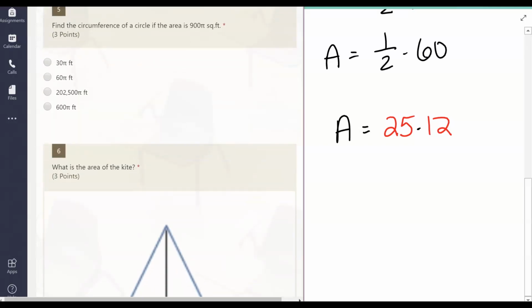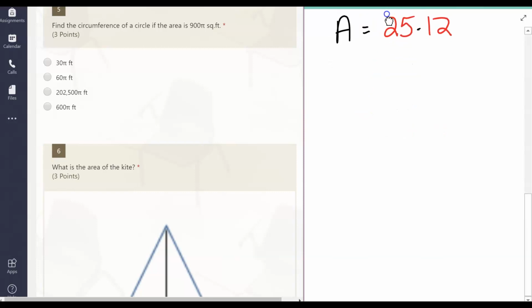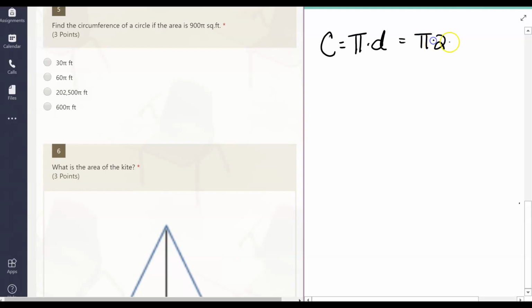Next problem, find the circumference of a circle if the area is 900 pi. So they want me to find the circumference, and I know that formula is pi times diameter, or pi times 2 times the radius. But I don't know the radius or the diameter. What I do know is the area. So you have to use the area formula off on the side, pi r squared, in order to actually find the radius.